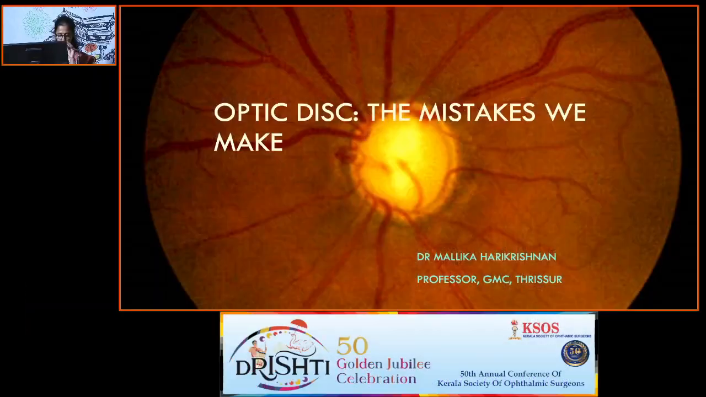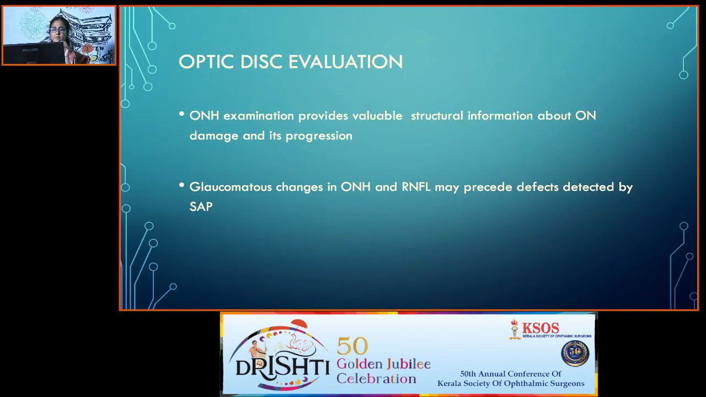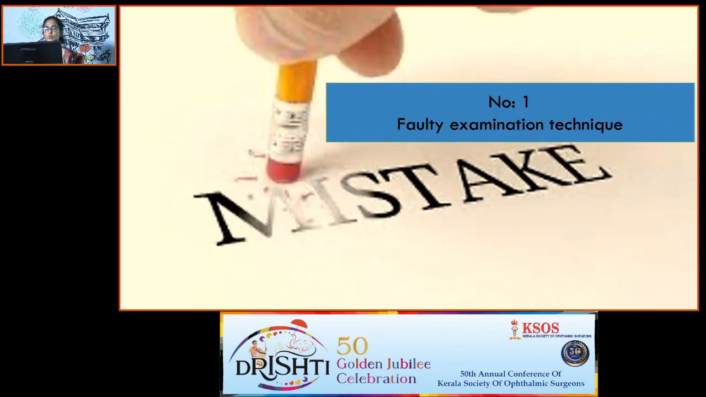Very good morning to you all. Thank you KSOS for this opportunity. I would like to talk on optic disc, the mistakes we make. Optic disc evaluation provides valuable structural information about the optic nerve damage and its progression, and glaucomatous changes, as you know, in optic nerve head and RNFL may precede defects detected by standard automated perimetry. So we'll go by one, the mistakes.